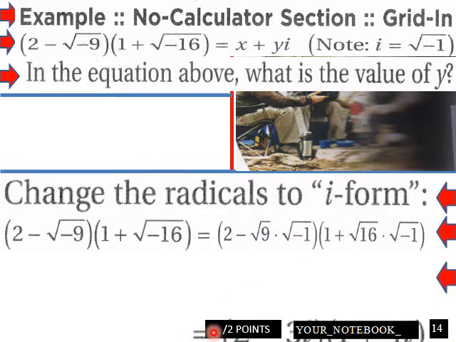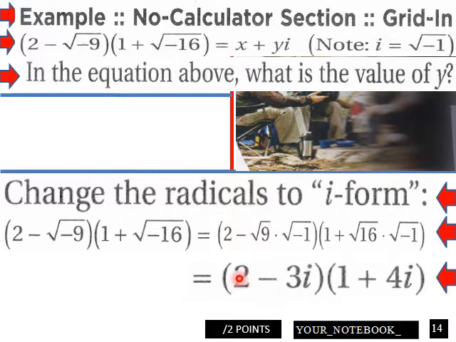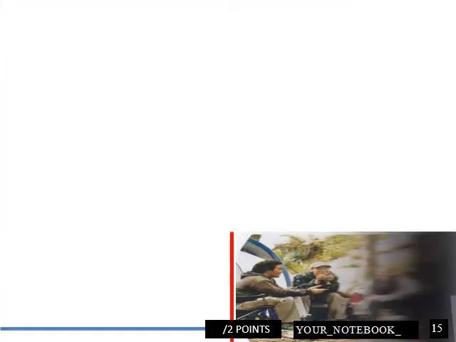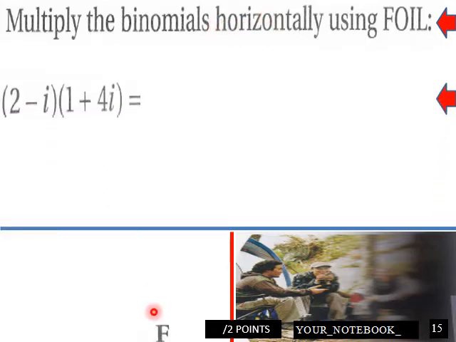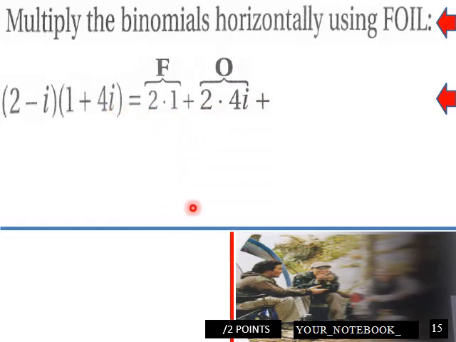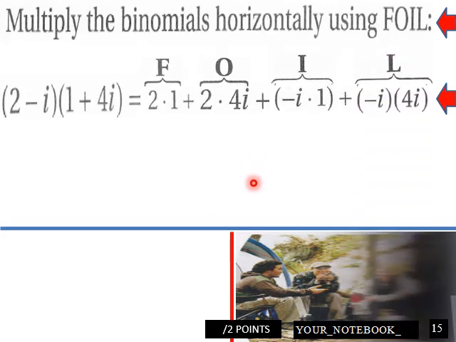Same thing over here. Then this is 2 minus 3i and 1 plus 4i here. That's a good start. We're getting these conjugates together here. Multiply the binomials horizontally using FOIL. So we're going to FOIL these two here plus those there, the inner, and then the last factors there.